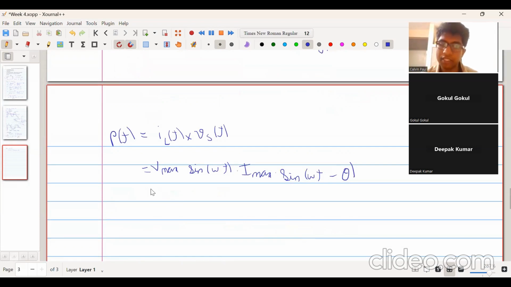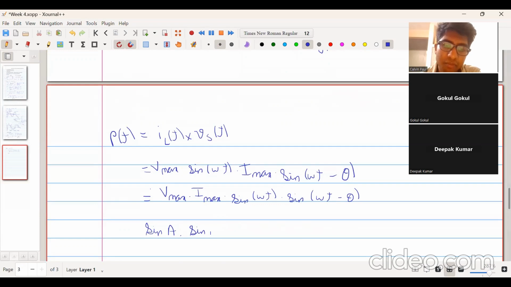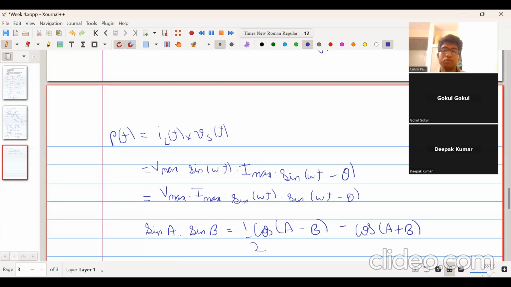Now we will try to simplify this to get more insight into this. So this we will write as V max into I max. We take the amplitudes together and this we write as sine of omega t into sine of omega t minus theta. So now can you tell me what is the expansion of sine A into sine B? It is cos A minus B minus cos A plus B, divided by 2, one by 2.